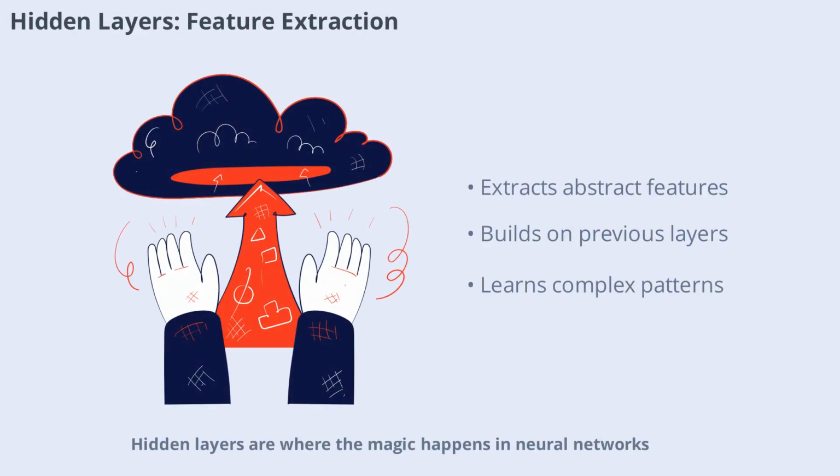Hidden layers are where the magic happens in neural networks. These layers extract abstract features from the input data, with each layer building upon the previous one. For example, the first hidden layer might detect edges in an image, the next shapes, and the next full objects. The depth of these layers allows the network to learn complex patterns, making deep learning models incredibly powerful.